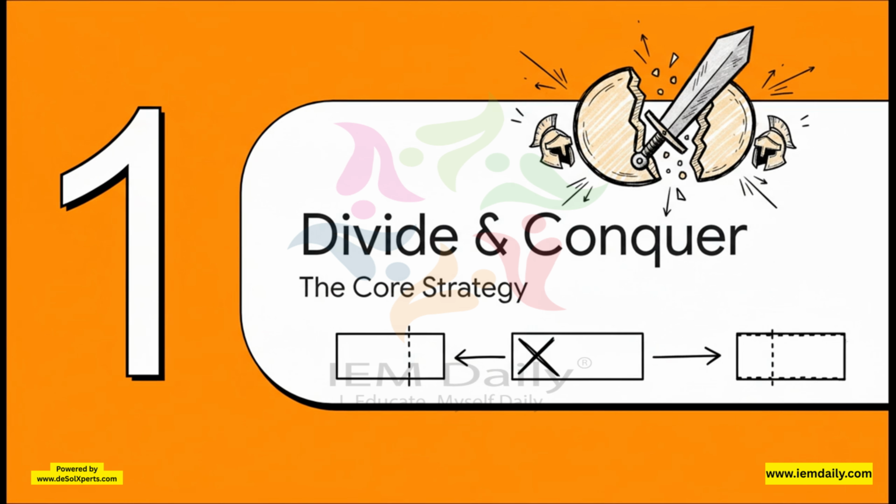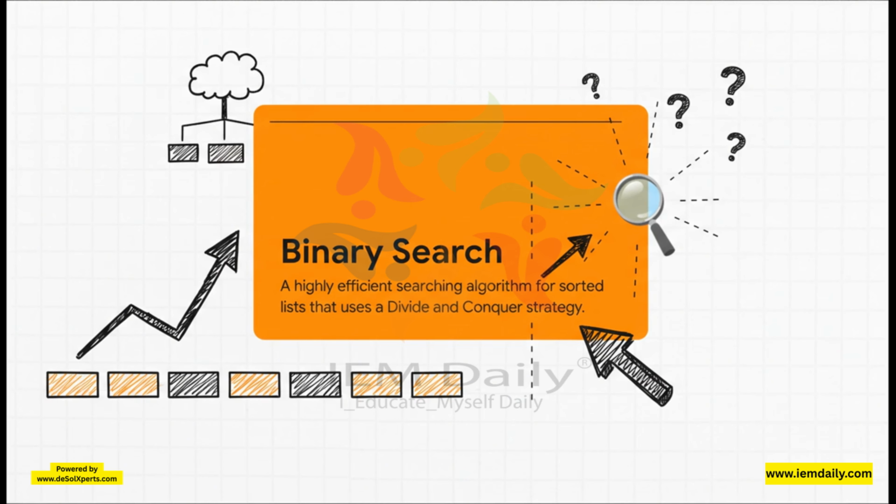So, what's the secret sauce here? Well, at the very heart of binary search is this powerful strategy you see all over computer science. It's called divide and conquer. Instead of trying to tackle some huge problem all at once, you just systematically break it down into smaller, much more manageable chunks.